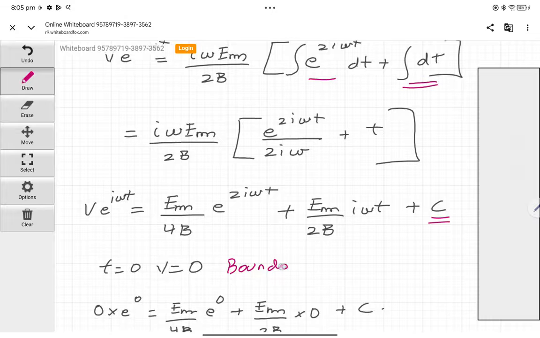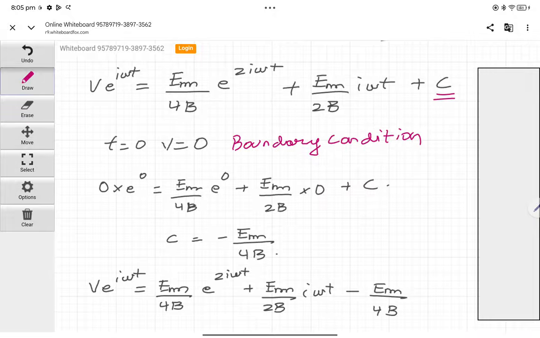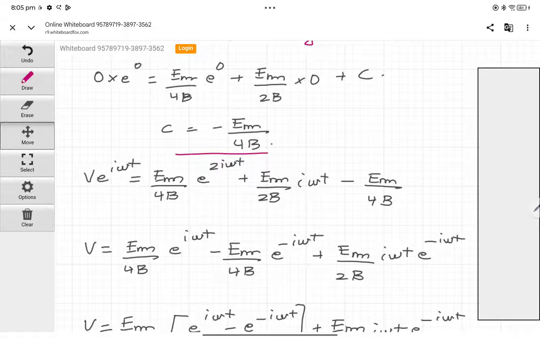Now what are the boundary conditions? It is the initial condition. These are also called boundary conditions. So at t equal to 0, we have V equal to 0. So put it back over there and find out C. So we get C equal to negative Em/4B. So put it back, and then club whichever terms you can club. So you have Em/4B common.